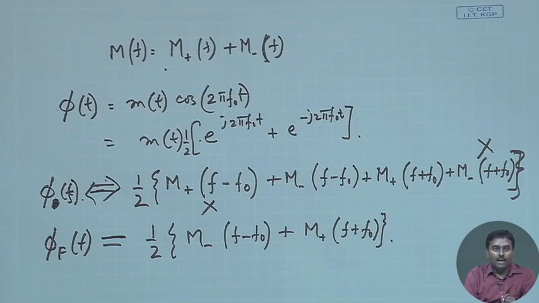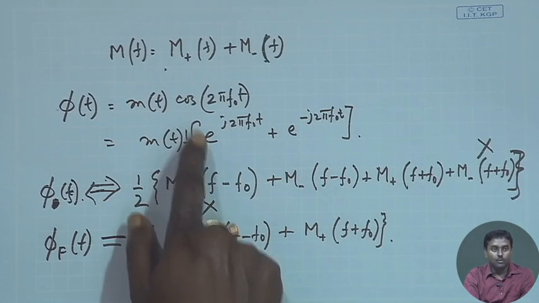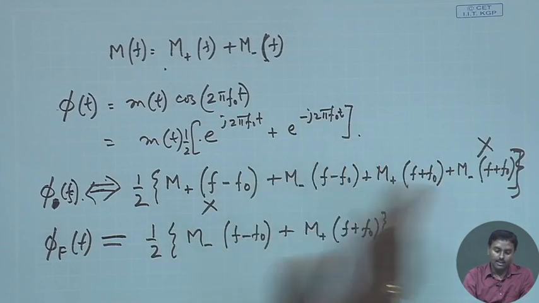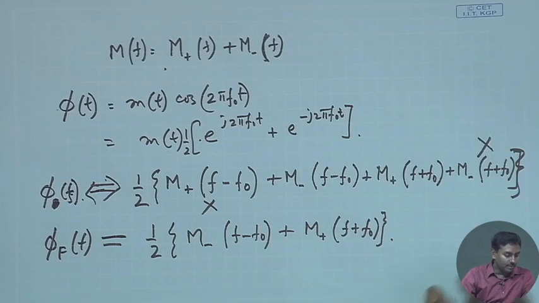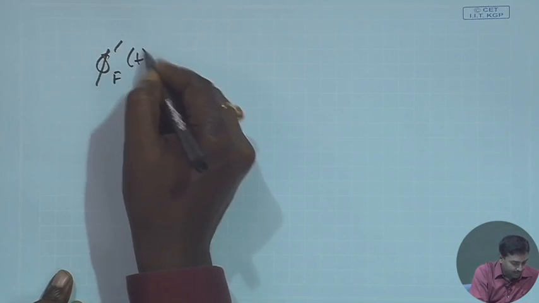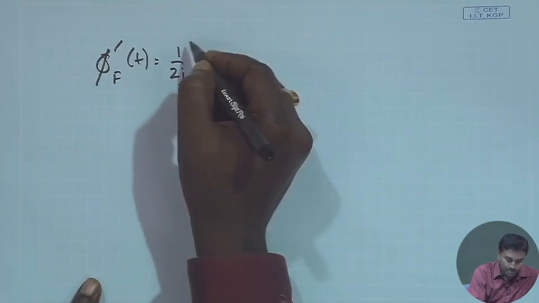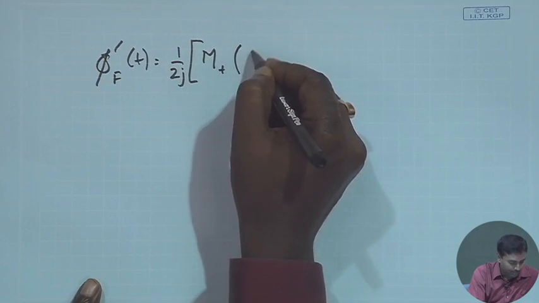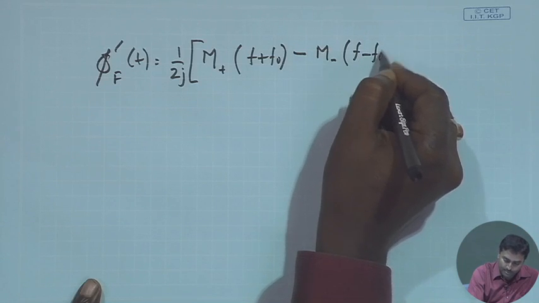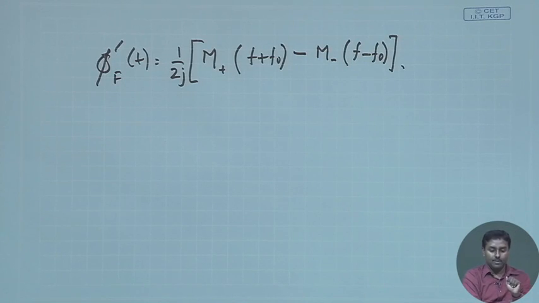Similarly, we will have to do the lower half also, where we have to multiply by sine. Whenever we do multiplication by sine, it will be 1 by 2 j, and here it should be this plus minus this, and we will have to do the translation. So, if I write that as phi dash after filtering, it should be just 1 by 2 j, just do it yourself, it is algebraic manipulation, m plus f plus f0 minus m minus f minus f0. So, we get this.